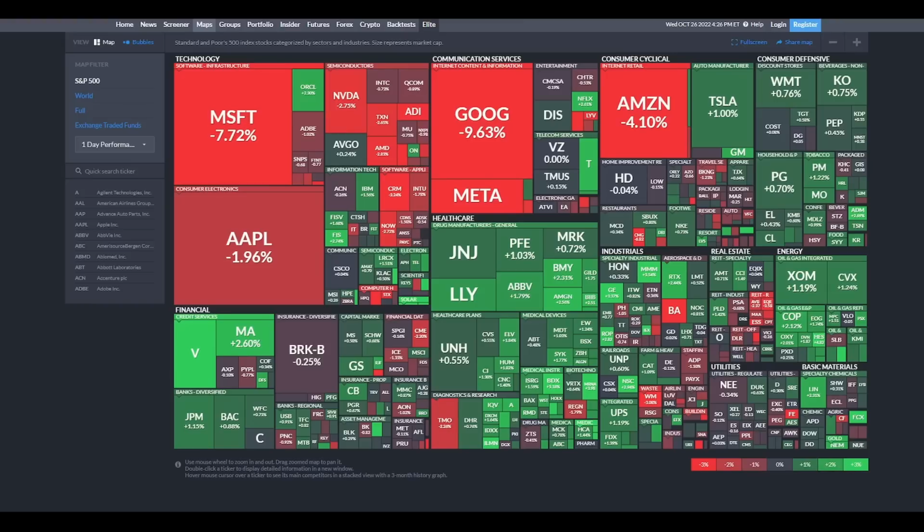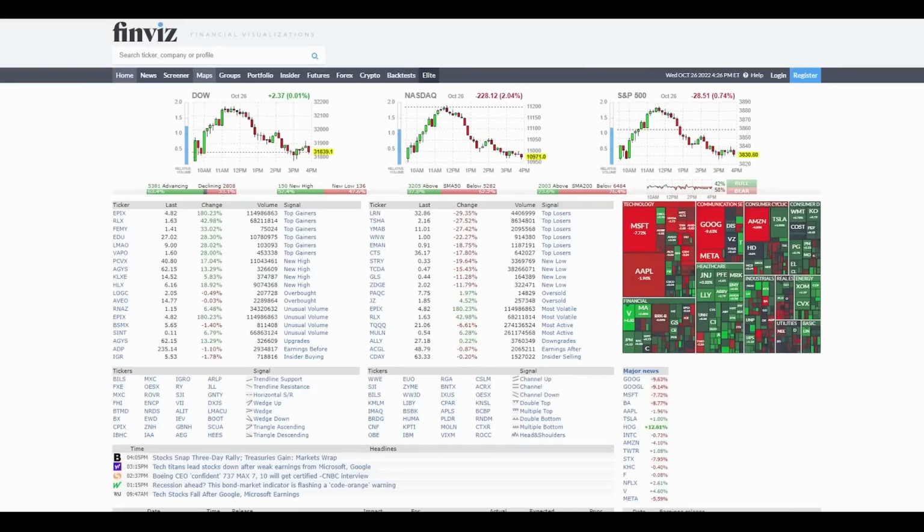Just look at this stock market map, split right down the middle, big cap tech deep in the red, nearly everything else in the green. Let's take a look at the percentages. The S&P 500 is down 0.7% today. The Dow is actually flat. And tech, the Nasdaq, down 2%, dragged down by weak earnings from Microsoft and Google.